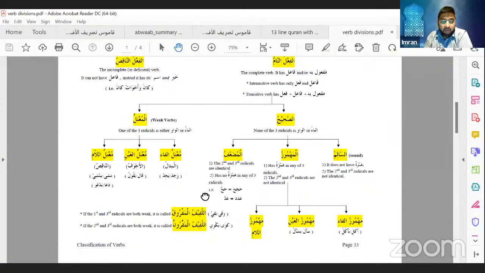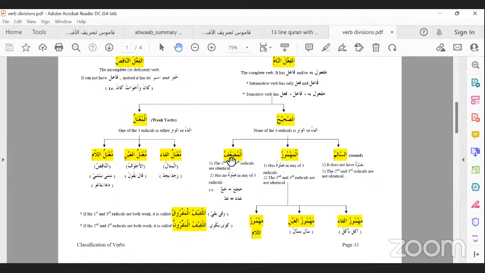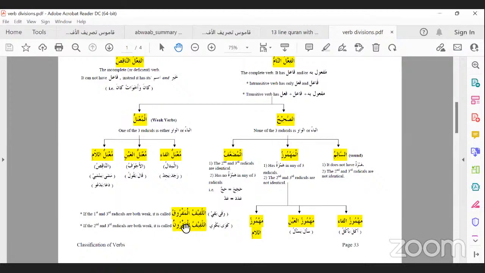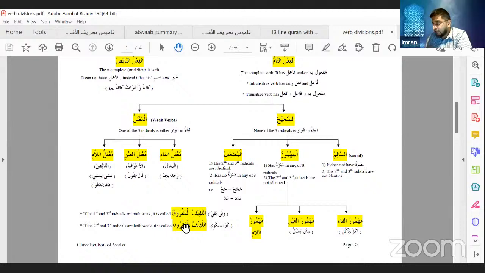Now, also in the Arabic language, we sometimes have two weak letters as well. Sorry, we've done mudha'af. Just kindly repeat, what is mudha'af? Then we'll move on to lafif mafruq and lafif makrun. Mudha'af is when the second and third radicals are identical, and there is no hamza in any of the three radicals. An example is hajja. When there's a shadda, it's called mudha'af.